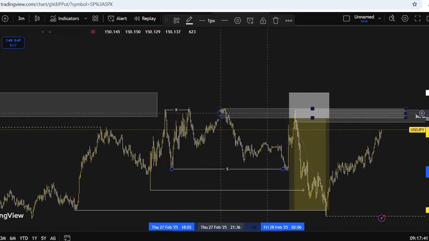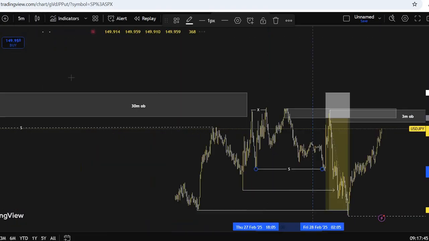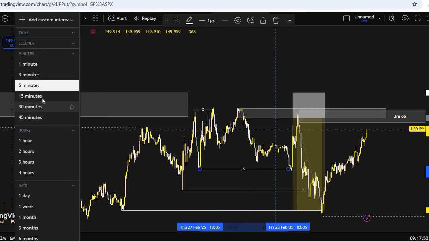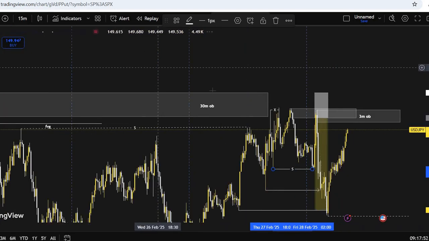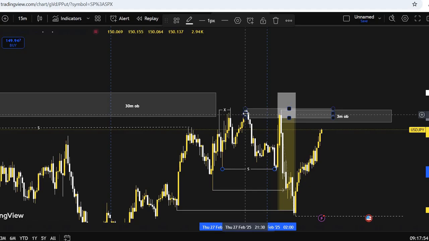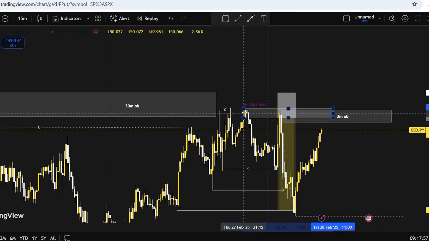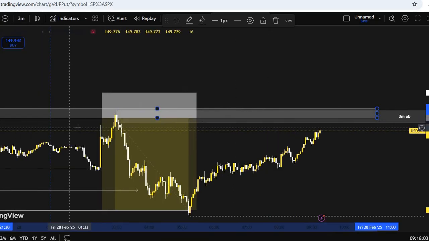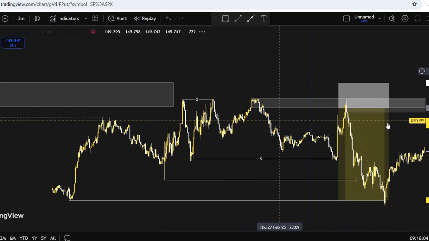And then price came back and tested this. You can go to maybe 5 minutes if you want to see a clear picture. Yeah, maybe 15 for one candle. Just one candle. Exactly. This is the candle I used to draw my supply zone, because in the lower time frames you can see it's a couple of candles, like 3-4 candles, right? You can see here they're not very clear.